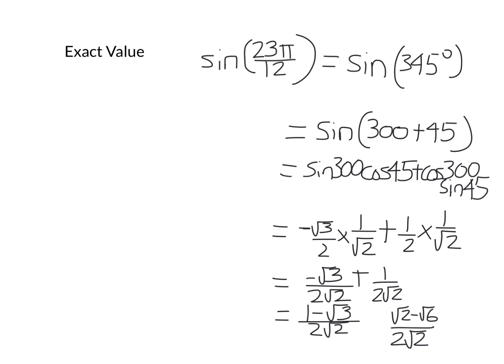So this is how you do exact values of multiples of 15 degrees. If you're given it in radians, just convert it to degrees.